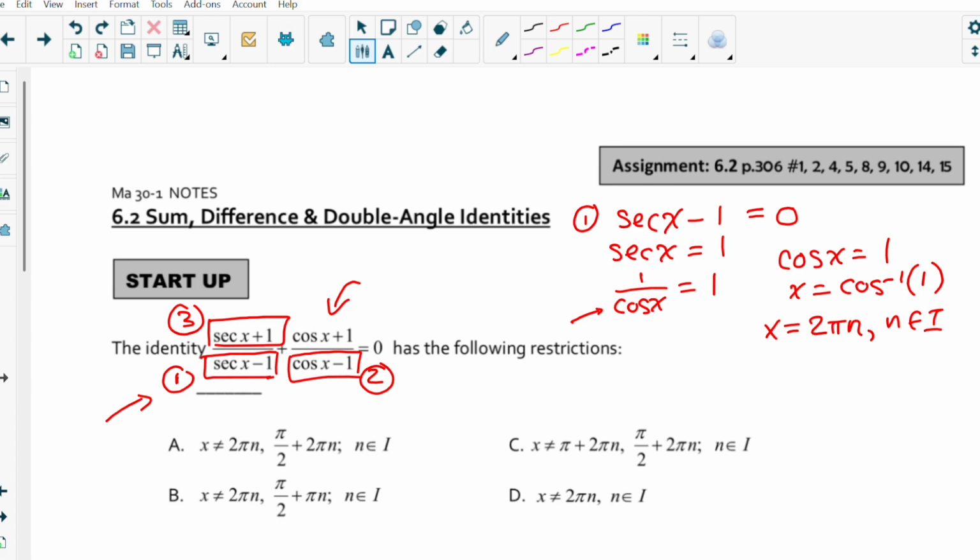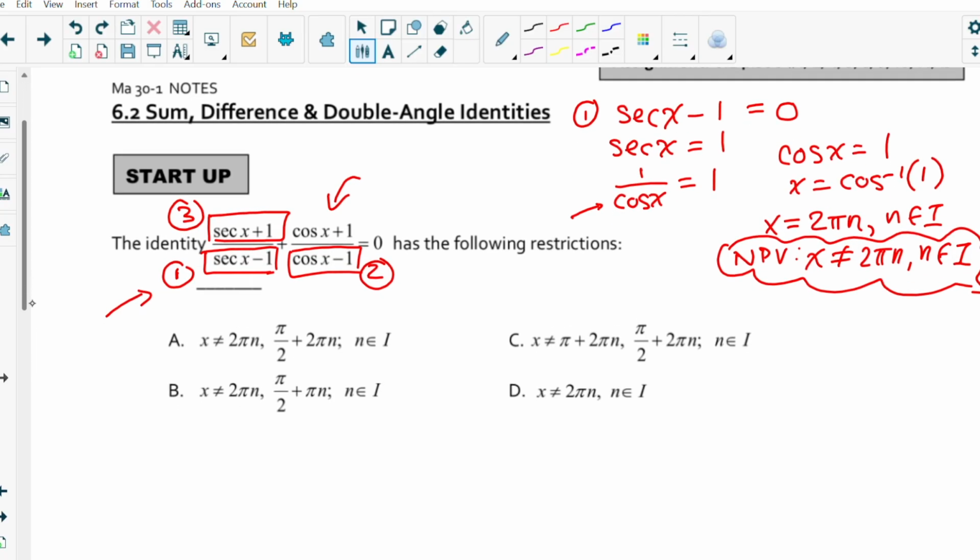That works. What if n is negative 1? So that's x equals negative 2 pi. Cosine of negative 2 pi, that's just one revolution in the clockwise direction, and we're back to that positive x-axis spot. So the cosine of negative 2 pi is still 1. So this is our solution. For this part, the non-permissible value is x does not equal 2 pi n, n is an element of integers. Okay, so let's put a bubble around that. That's number 1.